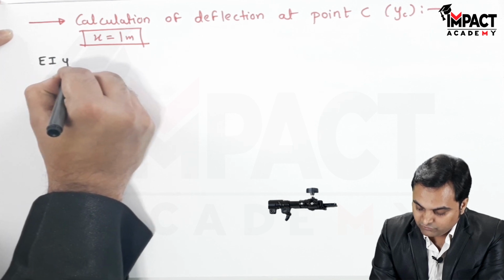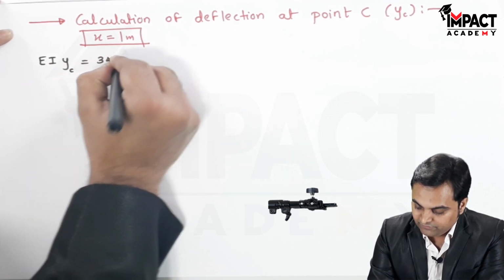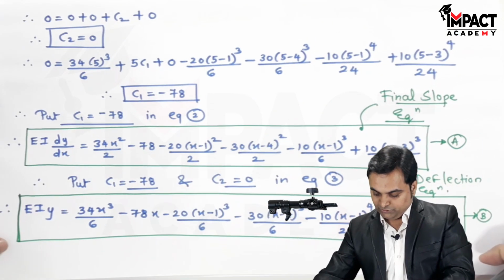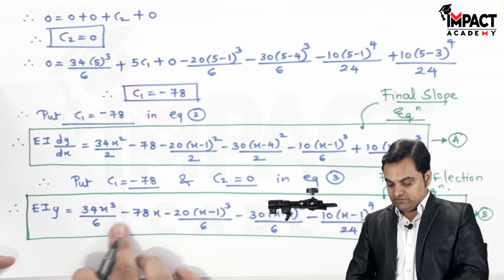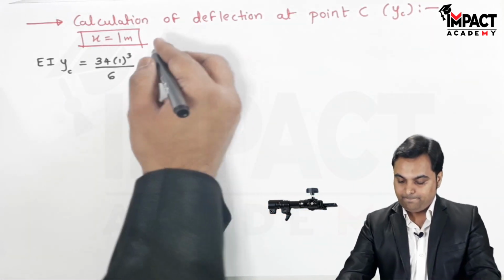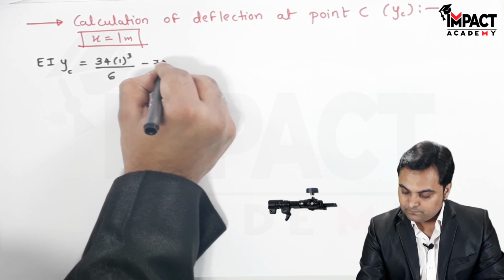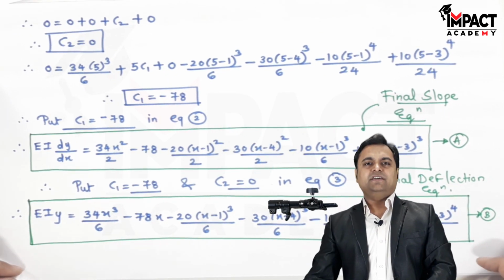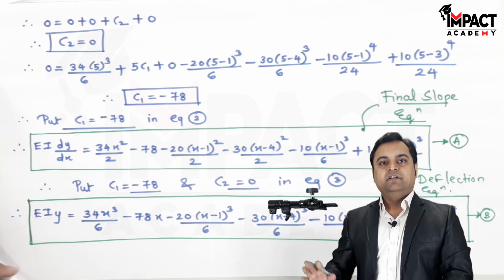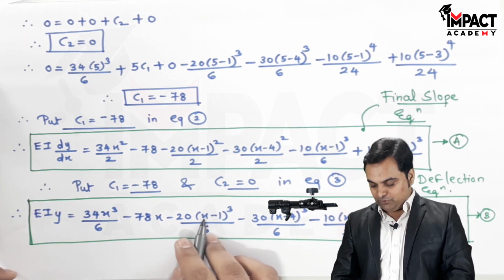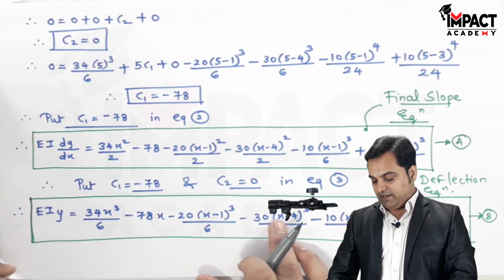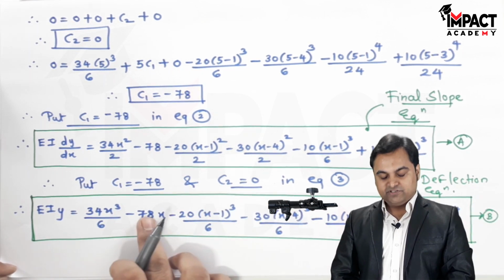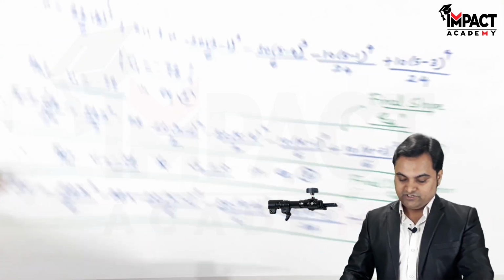EI y, where y would be y suffix c, which we have to calculate, equals 34 into 1 cube by 6, because I have to put the value as 1, and remember checking the brackets. Here first I'll write down minus 78 into 1. Next, check the brackets. If they are giving you the answer as 0 or negative, neglect those brackets. Consider only the positive values in the brackets. So when I put the value as 1, this becomes 0. In the further part, that also gives me 0 or negative answers. So neglecting all these terms, we will just write the equation up to minus 78 into x. That would be the deflection.